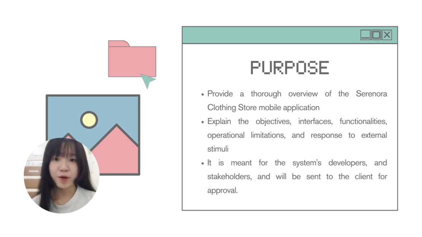Alright, so what is the purpose of this SRS document? The purpose is to provide a thorough overview of the Serenora clothing store mobile application, and it explains the objectives, characteristics, interfaces, functionalities, operational limitations, and response to external stimuli. It is meant for the system developers as well as its stakeholders and will be sent to the client for approval.